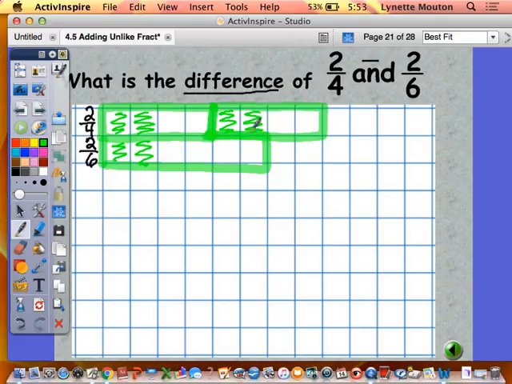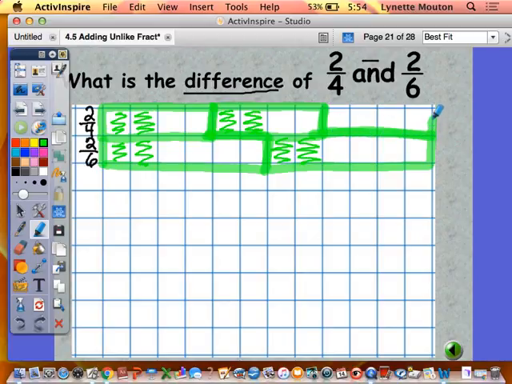And 1, 2 of them are shaded, but it's still not matching here, so I have to try another 2/6. 1, 2, 3, 4, 5, 6. And 2 of them are shaded. Again, we have this part up here. It's still not matching, so we have to put yet another model, another 2/4. 1, 2, 3, 4 equal parts. And 1, 2 are shaded.